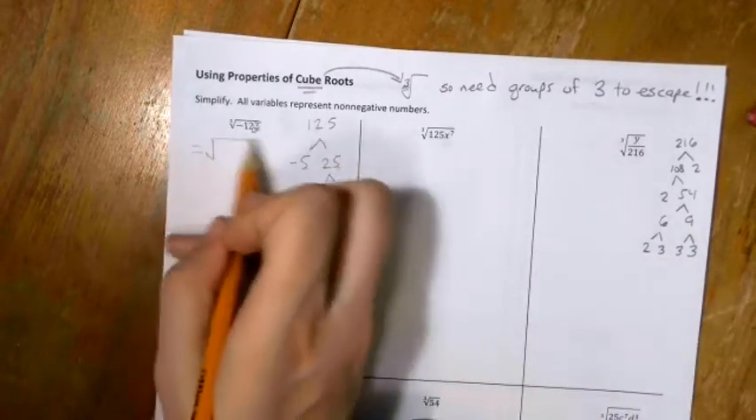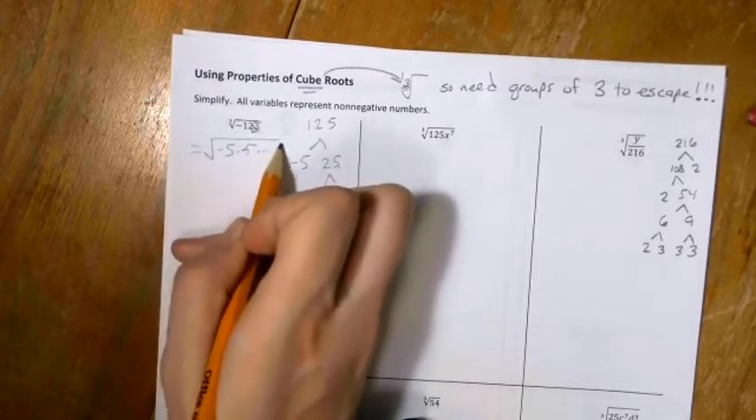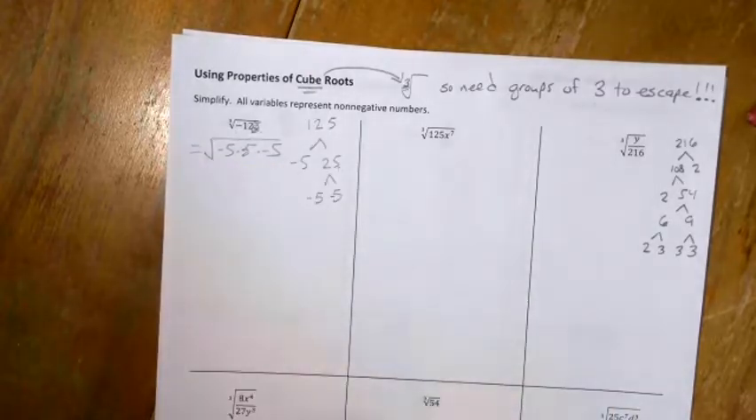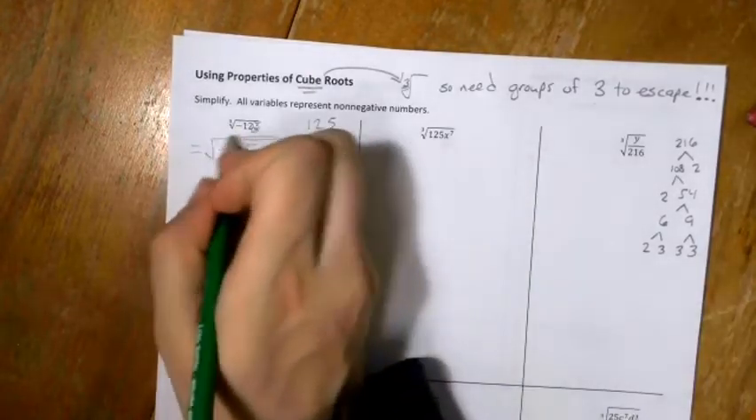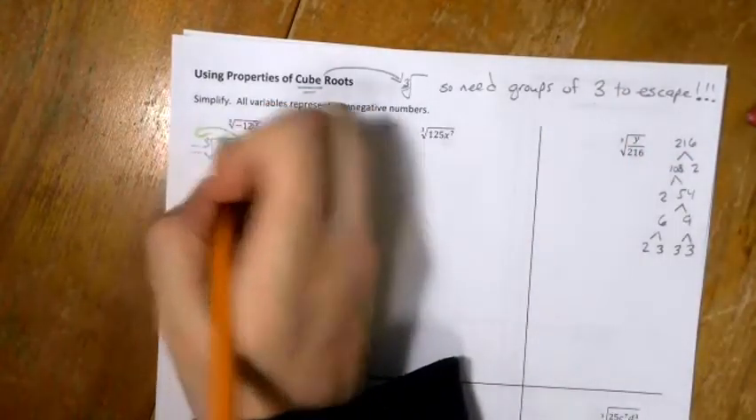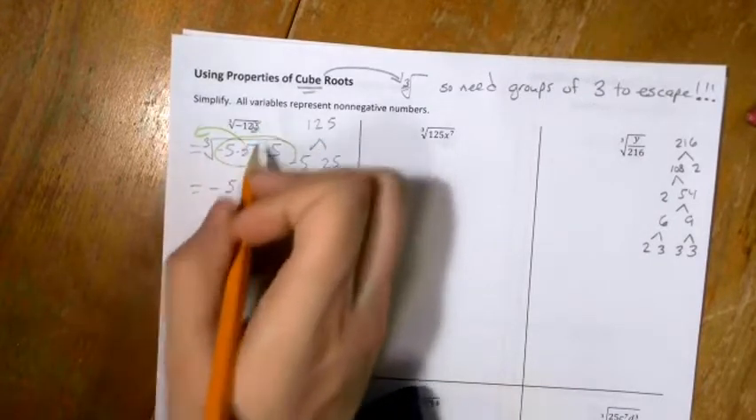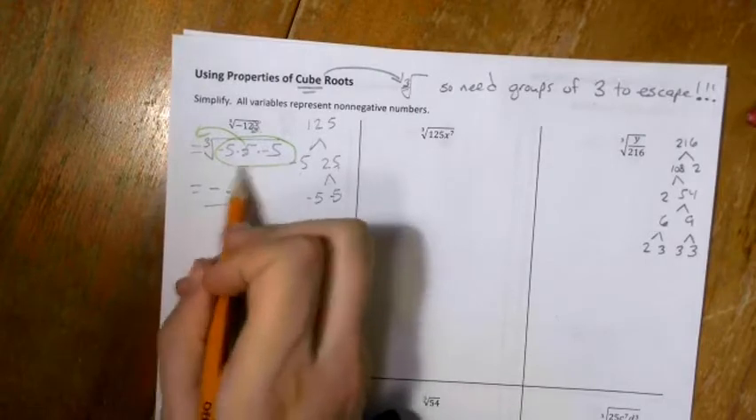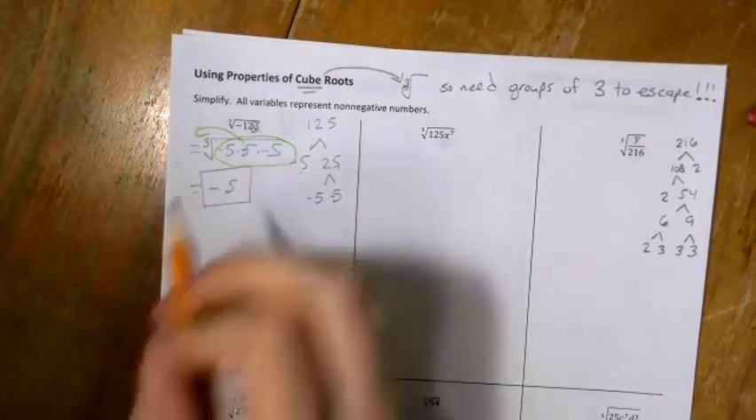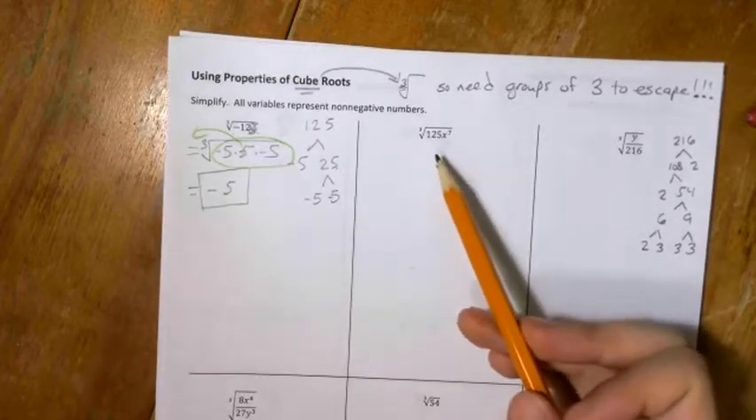That means that negative 125 is really negative 5 times negative 5 times negative 5. And in order to escape, I need groups of 3. Hey, look at that. I have exactly one group of 3 negative 5s. So the cube root of negative 125 is negative 5. It's not plus or minus, it really is just negative 5. That's the only thing times itself 3 times that will get you negative 125. I'm going to skip the middle one right here and have you do that one on your own.